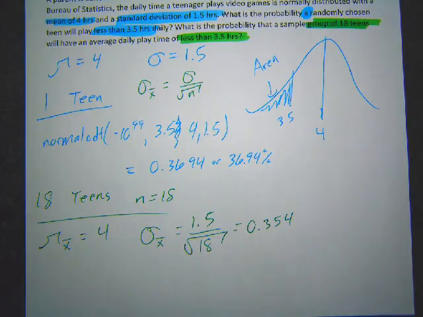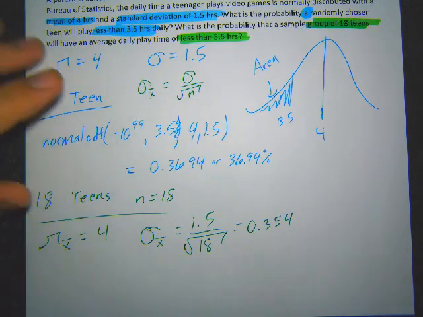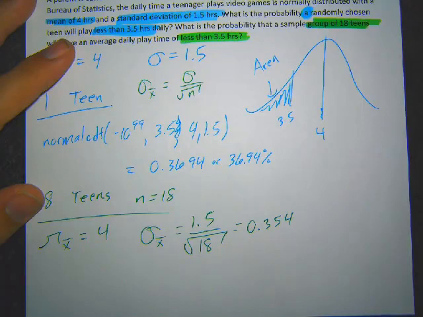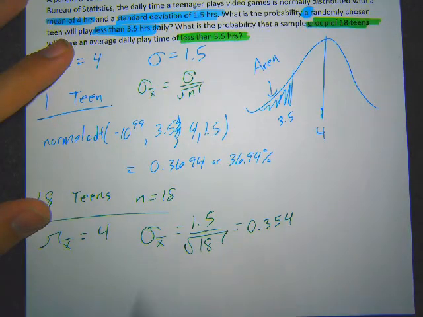It's gone all the way from 1.5 down to 0.3. If we had 20, 30, 40 people, we'd see that standard deviation get smaller and smaller and smaller. The closer you get to the total population, the smaller that standard deviation is going to get. So we're going to do the same normal CDF, but the difference here is we're going to have a different standard deviation.